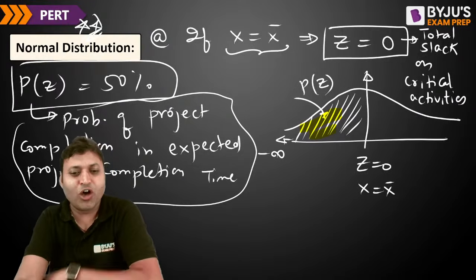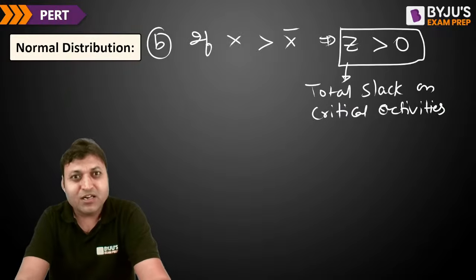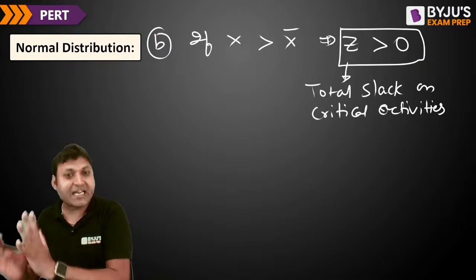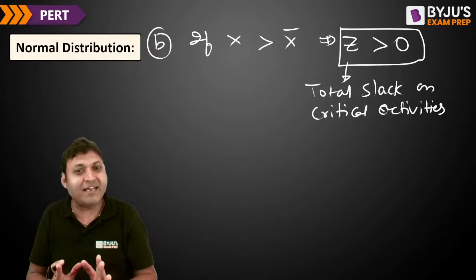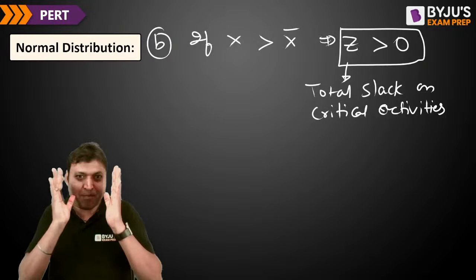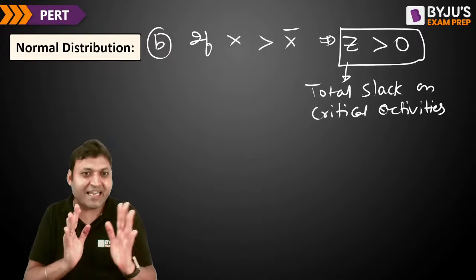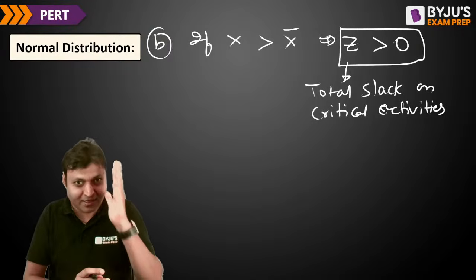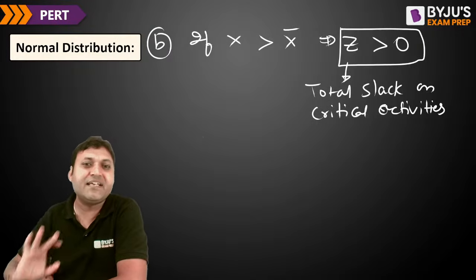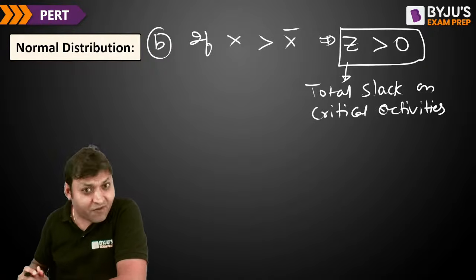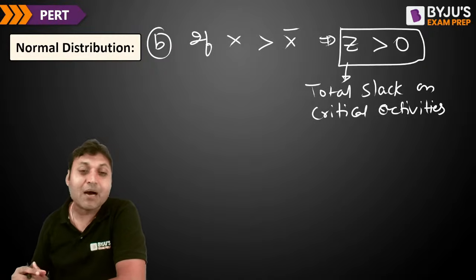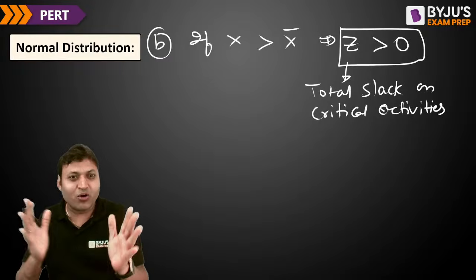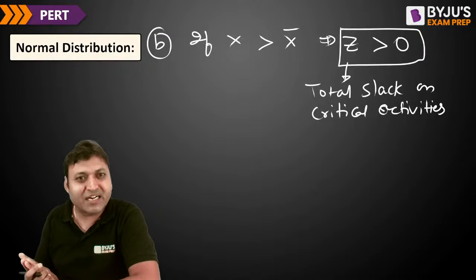That is the normal variate. Now, if we want to find out the probability of the project getting completed in more time than the expected time, do you agree that the possibility will be more? If a particular project is getting completed in 10 days, the possibility of the project getting completed in 10 days is 50%. But if we want to find out the possibility of the project getting completed in 12 days, then it will be more than 50%. If the time duration is more, then the chances of getting the project completed are more.